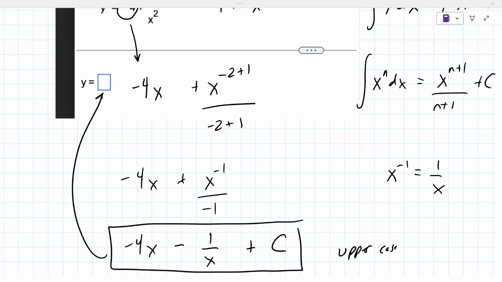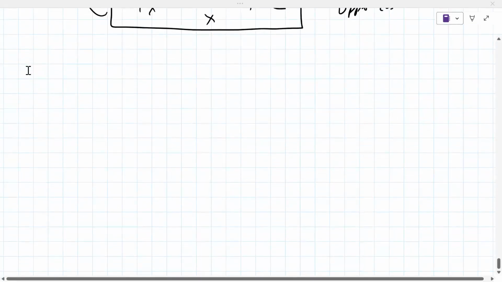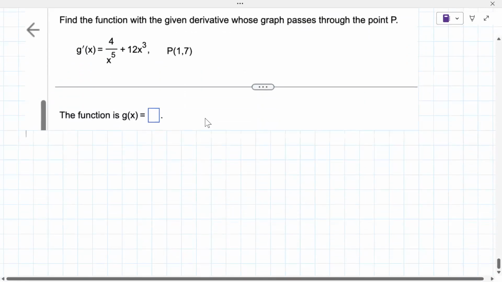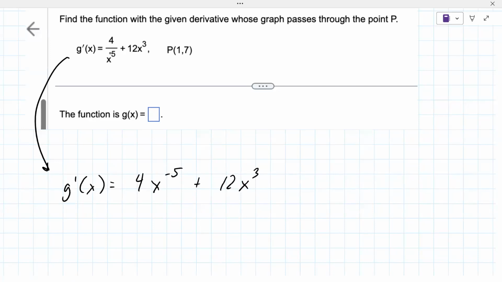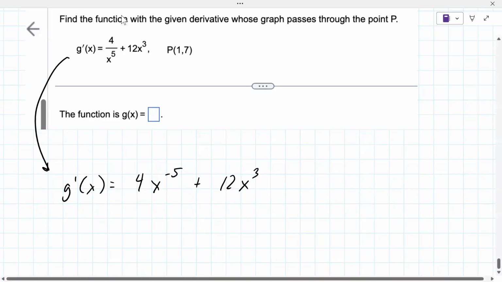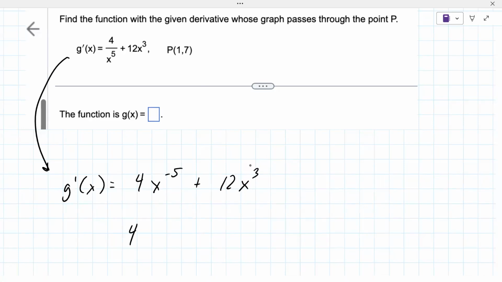Let me know if we can move on to number 12. Yeah, we can. So number 12 is like the ones we've been doing, but now we're going to be able to find that c value after we take the antiderivative. The rewrite here, it's always good to do the rewrite, is 4x to the -5 plus 12x cubed. So you're going to add 1 to each exponent. So it's 4x to the -5 plus 1, and then you divide by the new exponent, plus 12x to the 3 plus 1, divided by the new exponent 3 plus 1.